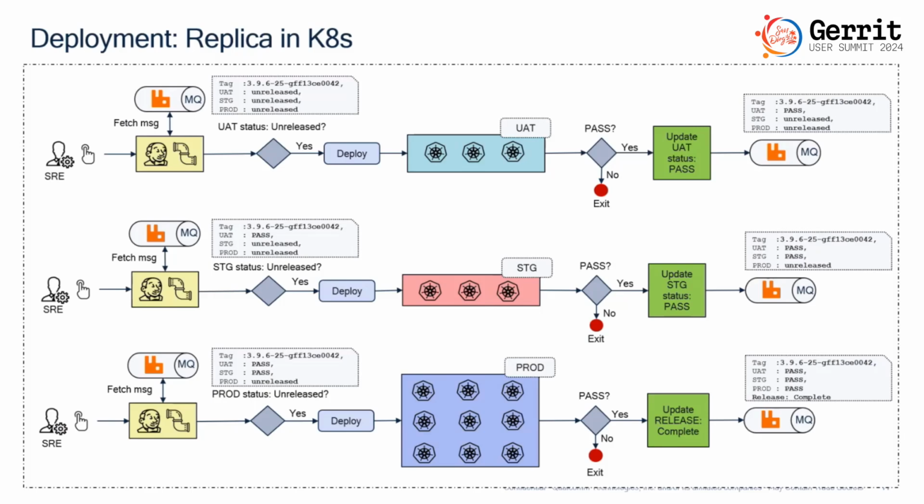So the metadata is already there. Based on that metadata, the job realizes that UAT is in unreleased state, so let me consider that and deploy that. So that will be consumed and it will be deployed on UAT. Again, some more tests will be run automatically. If everything looks good, then the UAT will be updated as pass. That's the last bit here. It says UAT pass. Now the message says that UAT is pass, stage is unreleased, prod is unreleased.